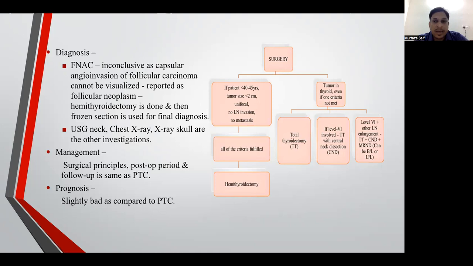So after making this diagnosis, there is the flow chart: surgery, management part, surgical principles, post-operative period, and follow-up at the same time.